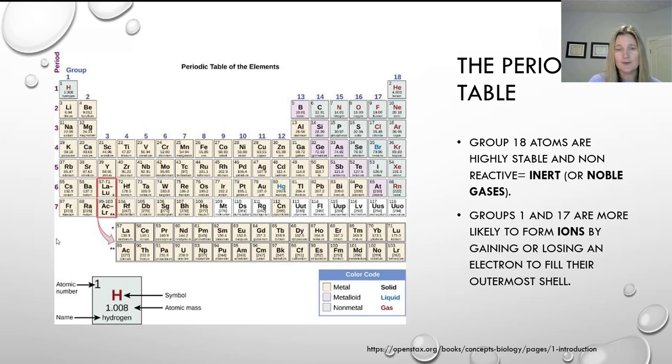So we can use this periodic table to predict which ones are more likely to form ions. Usually the ones over here and the ones over in this area. But remember, group 18, those are the inert gases that are stable. They've already filled their shells, so they're not going to be reactive at all.